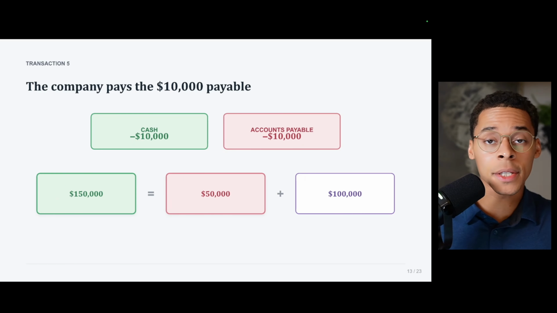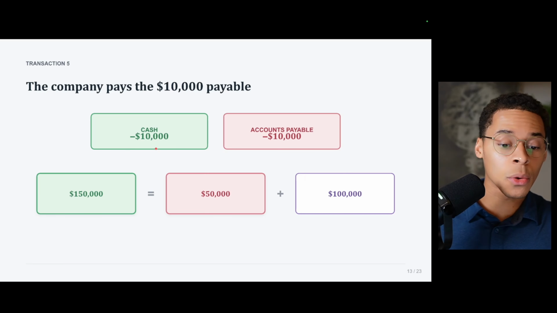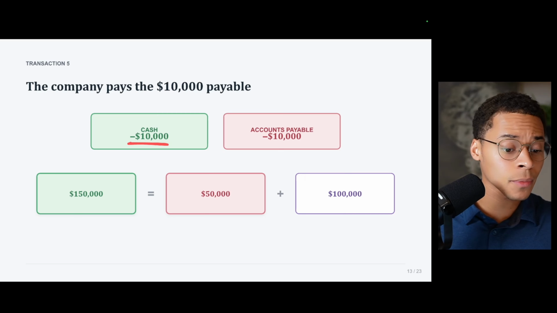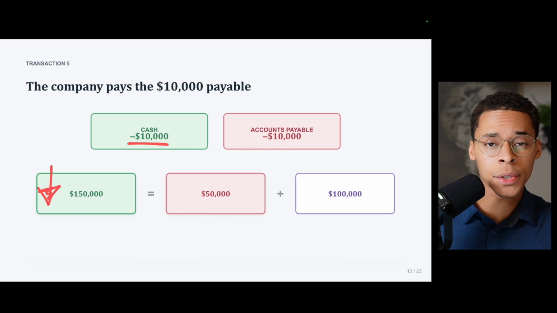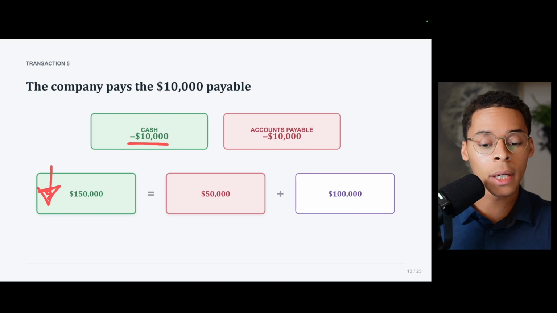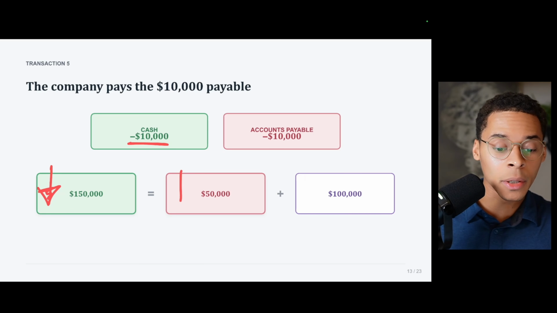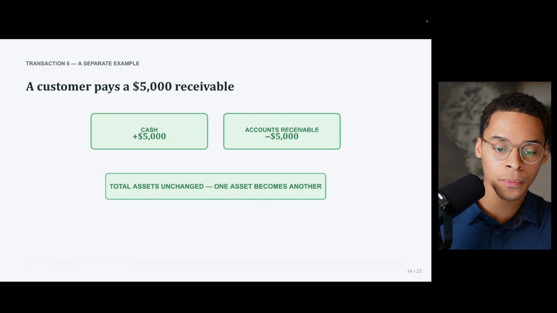Okay, when the company settles this obligation, when the company pays this payable, cash is going to decrease by $10,000. So cash is an asset, so assets are going to decrease. Now, liabilities are also going to decrease as well because the company has settled this obligation. They no longer need to record it on their books. They've made good on their promise, okay? So liabilities are going to decrease as well.